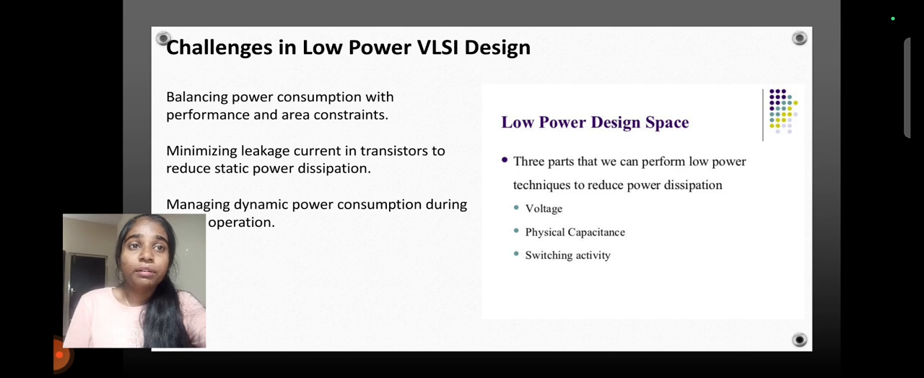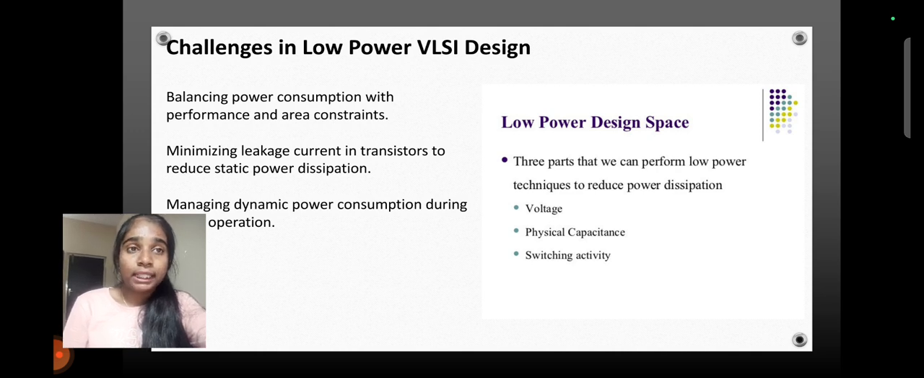Challenges in low power VLSI design are balancing power consumption with performance and area constraints, minimizing leakage current in transistors to reduce static power dissipation, and managing dynamic power consumption during operation.